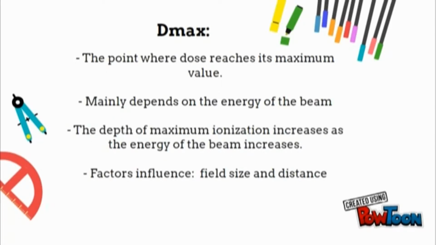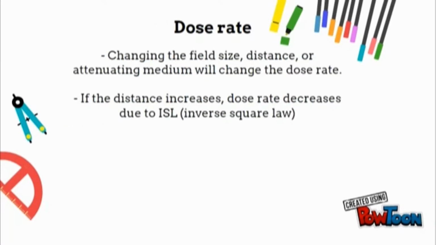Factors that influence field size and distance: dose rate. Changing the field size, distance, or attenuating medium will change the dose rate. If the distance increases, the dose rate decreases due to the ISL, which is the inverse square law.